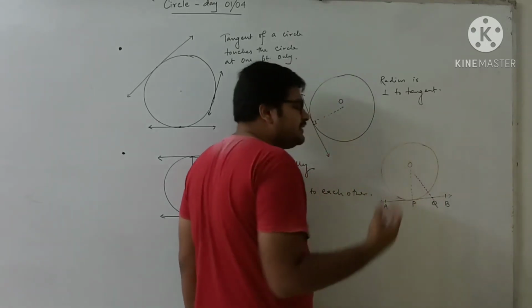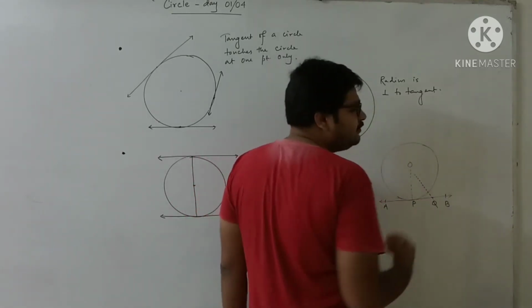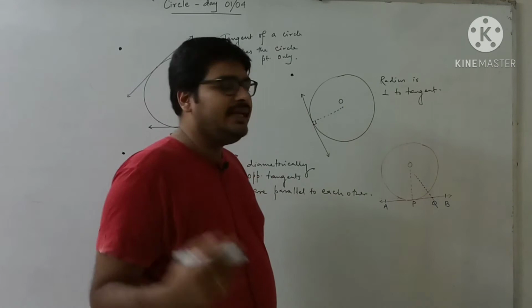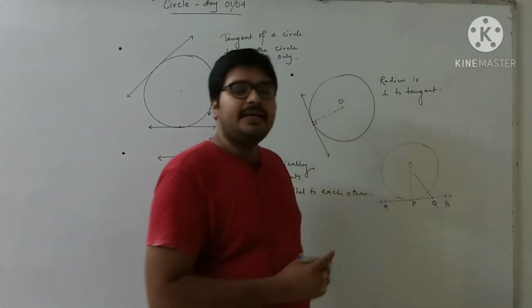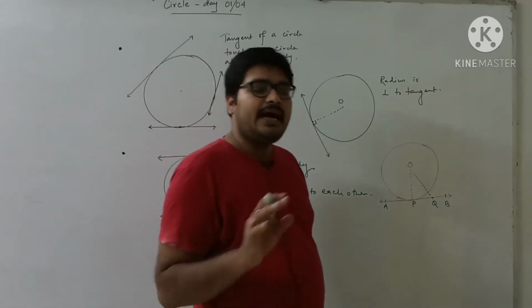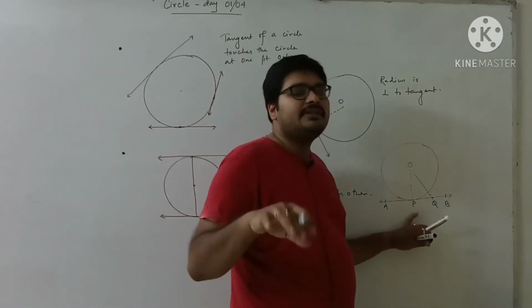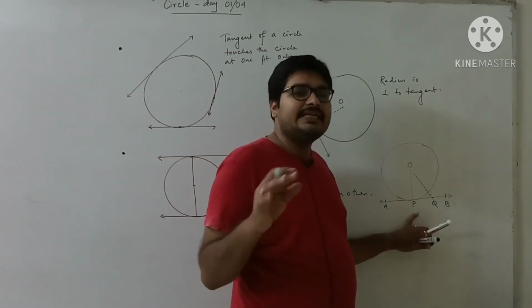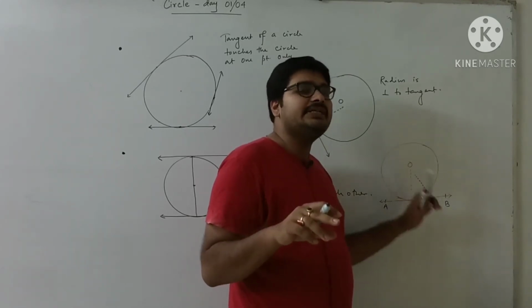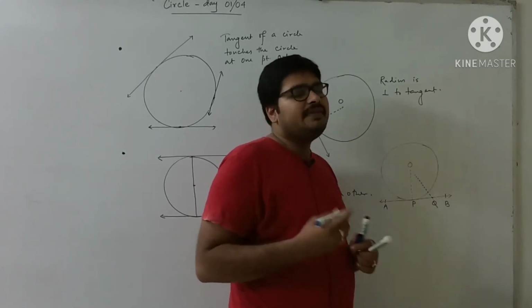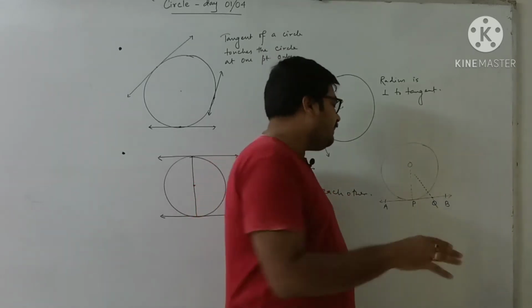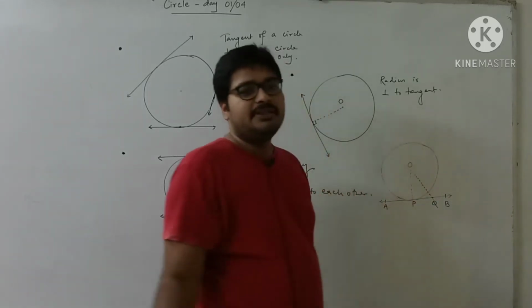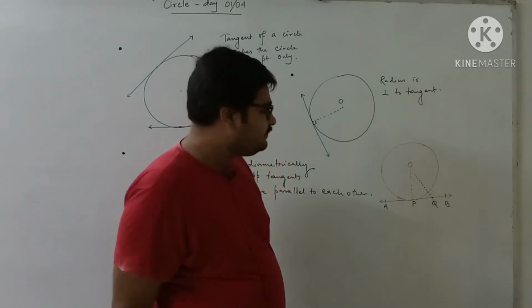If I consider any other point apart from Q, suppose R, S, T, U, V, I can find so many points on the line AB, but none of them other than P will lie on the circumference of the circle, because the tangent touches the circle at 1 point only and P is that touch point. So whatever other points you select on the tangent, they must not lie on the circumference of the circle. Is it clear to you?